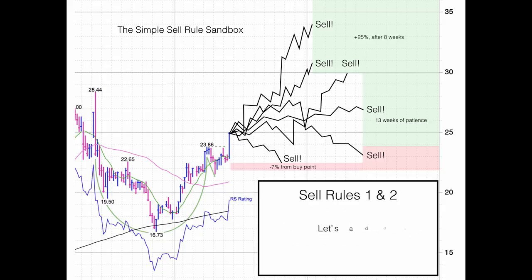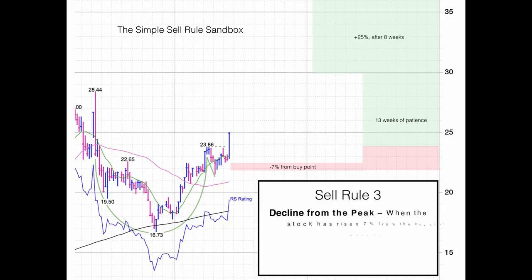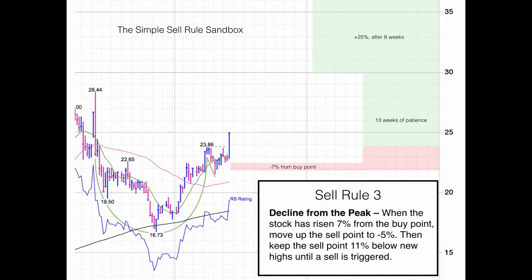But let's go add sell rule number 3. Sell rule 3, decline from the peak. When a stock has risen 7% from the buy point, move up the sell point to minus 5% instead of the minus 7 or 8, wherever you're at. Then keep the sell point 11% below new highs until a sell is triggered. Okay, that's a great rule. What does that look like?